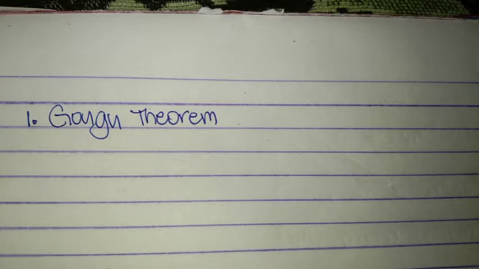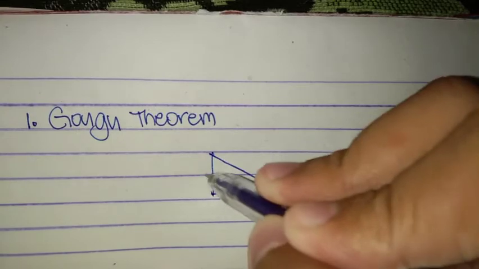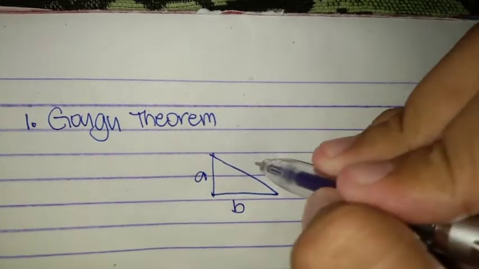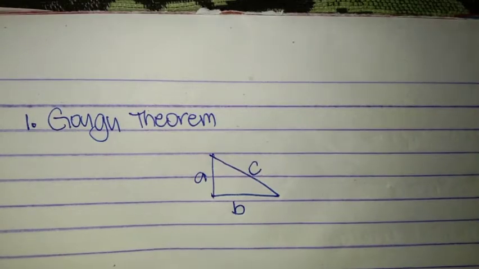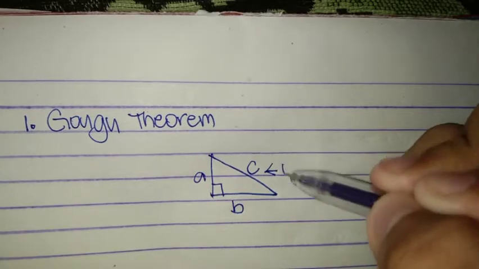So the first basic geometry principle that we will discuss is the Gougu Theorem. Although its name may not seem familiar to most of you, the concept is well known to a lot of people. Consider a right triangle with legs A and B, and its longest side being C. The longest side of a right triangle is called the hypotenuse.